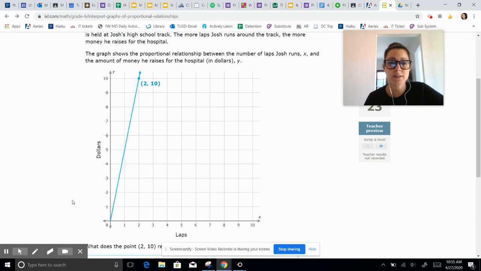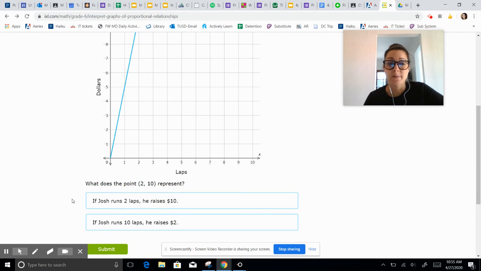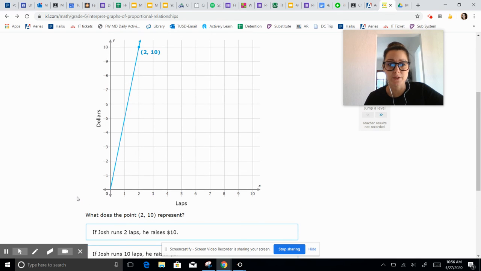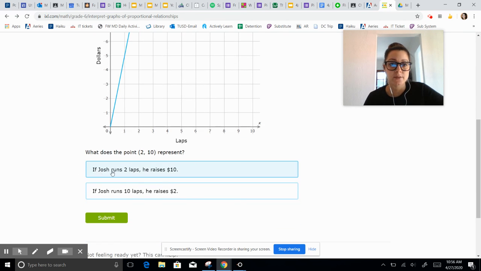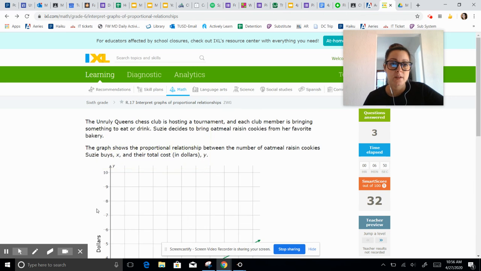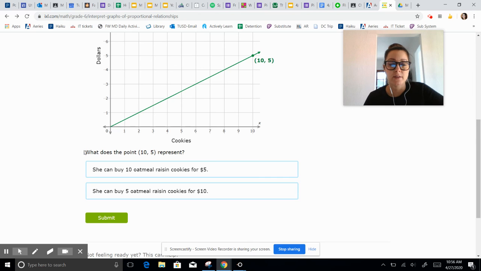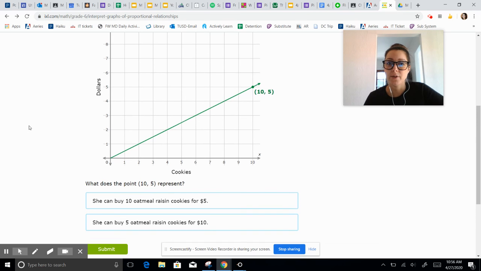So I think this is all pretty self-explanatory. You're just reading the graph and it looks like most of your answers are multiple choice. I'm going to do one more just to make sure. So what does the point (2, 10) represent? 2 laps gets $10. Yeah, so it looks like you're just making sure that you read the graph correctly.